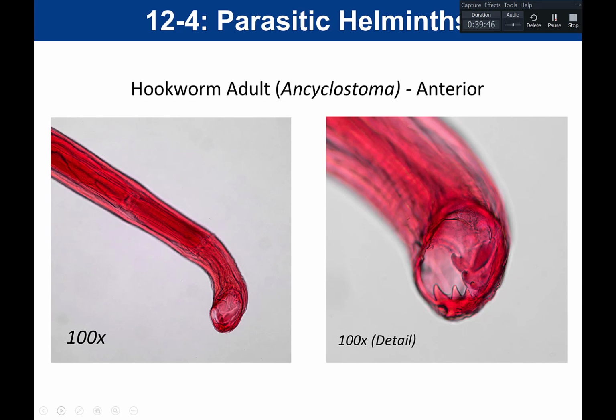So what we're looking at here is a hookworm adult. This is a different organism, but it's going to look very much the same as Necator. And so anterior is referring to the head. On the left, you're seeing the picture at 100x. And then we zoomed in, so it says 100x detail. And you can see these little hooks on the head, which allow the worm to attach to the lining of the intestine. And so that's why it gets its name, hookworm. It has these hooks which allow it to hook on and attach to the intestine.